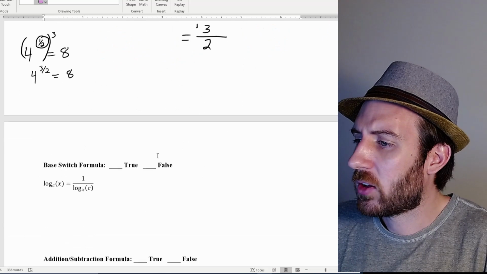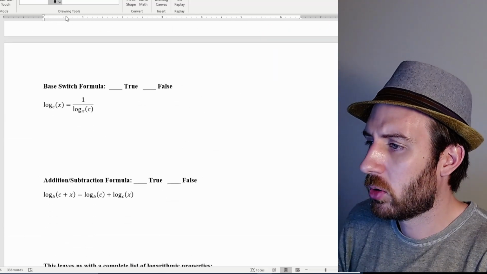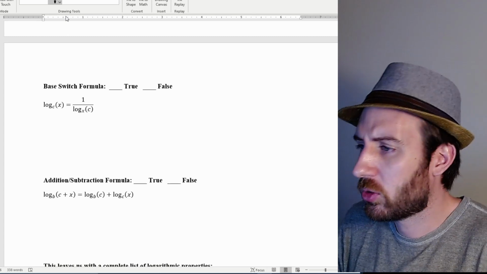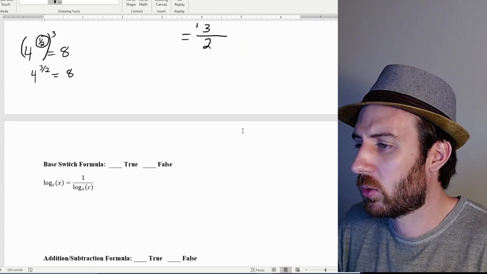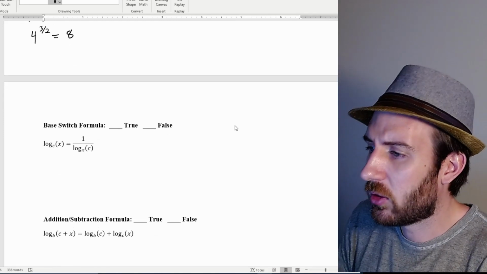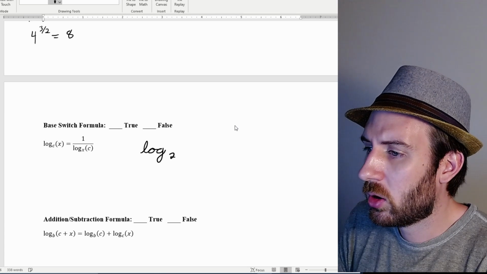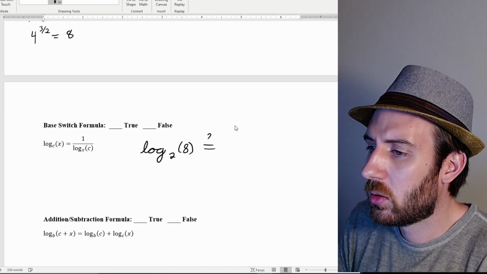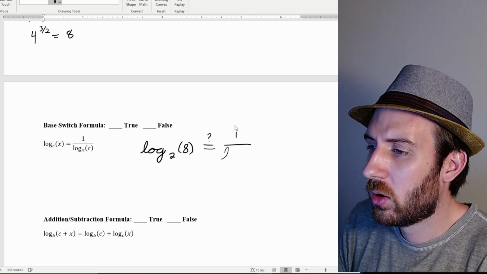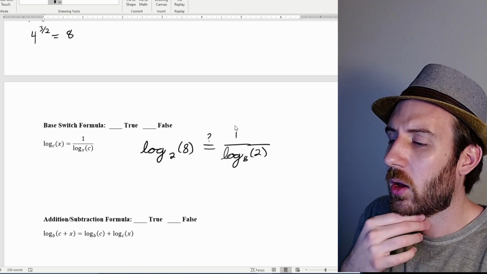All right, let's take a look at this one down here. The base switch formula, is this one true? Let's again use it with some numbers. We're going to use c equal to 2, and x equal to 8. So we could try this out. This would be log base 2 of 8. Does that equal 1 over log base 8 of 2? Let's think about this a little bit.